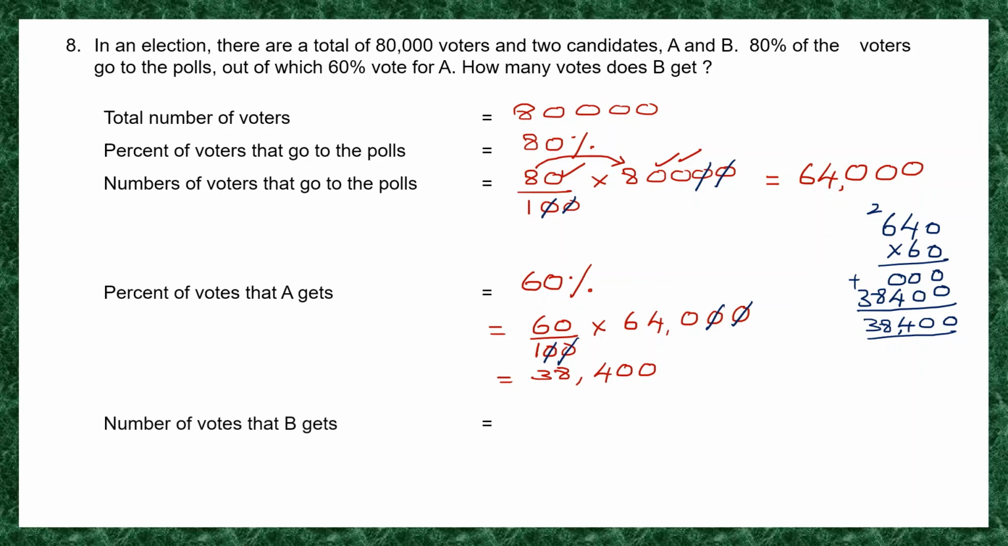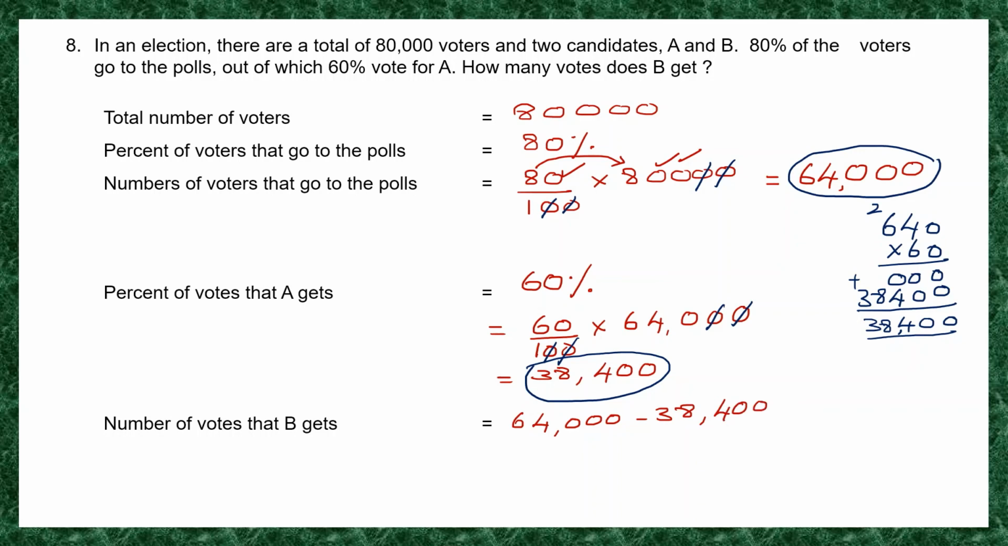Now we are going to find the number of votes that B gets. Right, now we know how many people went to the polls. We know 64,000 went to the polls. In that we know that 38,400 voted for A. That means the remaining people voted for B. So to find the number of votes that B gets, we just have to subtract these two. 64,000 minus 38,400. So let's subtract the two.